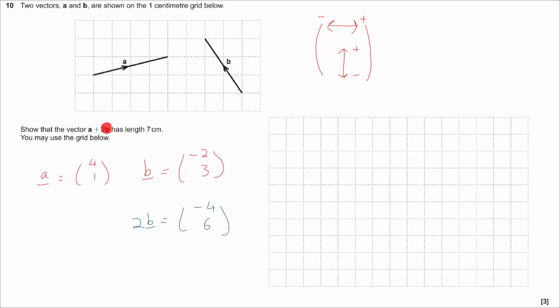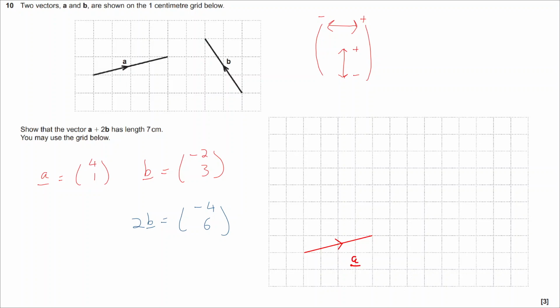Now, a plus 2b. Vector a is just the same thing again over here. And you can put a vector anywhere in space, so let's just go for over here. And it's going 4 across and up by 1, so there we go. Okay, and you must show the direction. There we go. Okay, this is vector a.